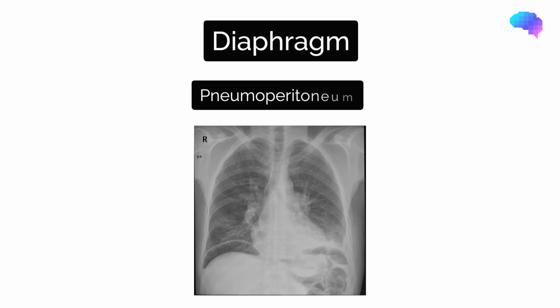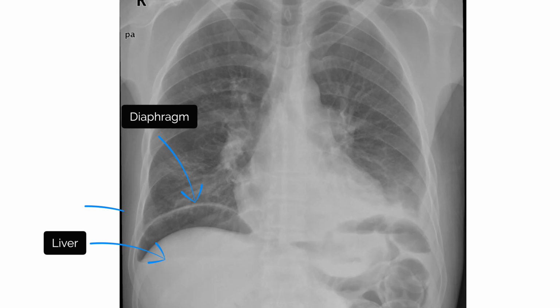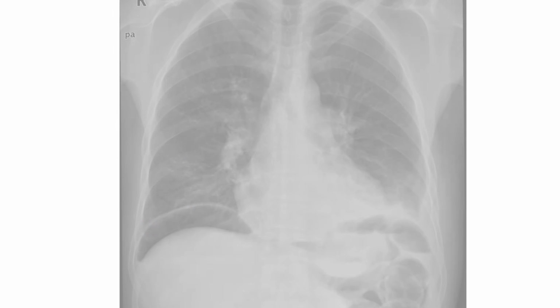Looking more closely at this finding on film, we can see here that the diaphragm appears to have peeled away from the liver, with free gas accumulating under the diaphragm. Left untreated, pneumoperitoneum carries a very poor prognosis, and therefore prompt treatment, often with an emergency laparotomy, is required.